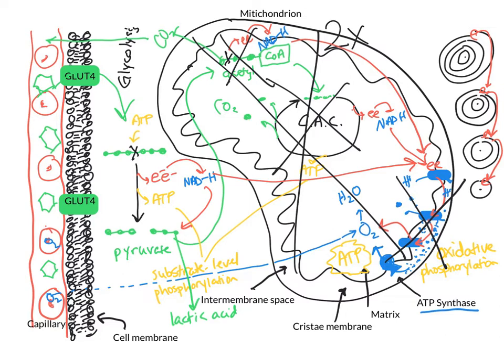If you were a yeast or some other type of cell, you might turn it into ethanol, which is also how fermentation happens. But that whole process is called fermentation.